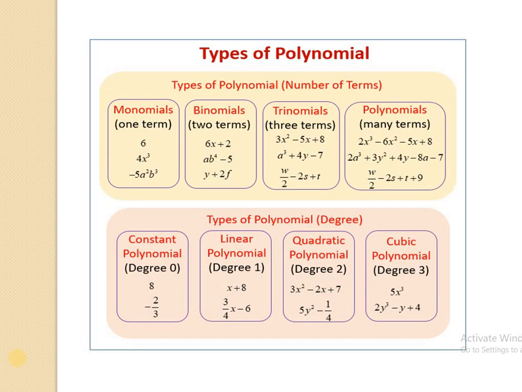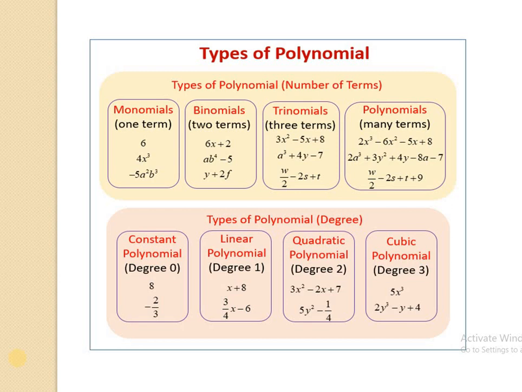Next polynomial is linear polynomial, in which degree is always 1. For example, x plus 8. Doesn't matter how many terms are there, but degree of the polynomial should be 1. Next example is 3 over 4x minus 6. Now, next type of polynomial is quadratic polynomial, in which degree should be 2. For example, 3x square minus 2x plus 7. Another example is 5y square minus 1 over 4.